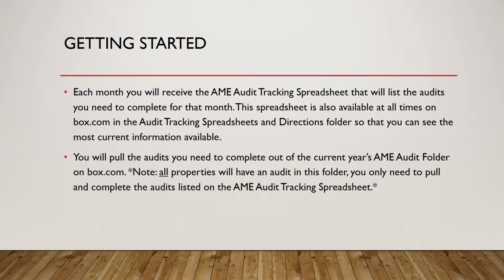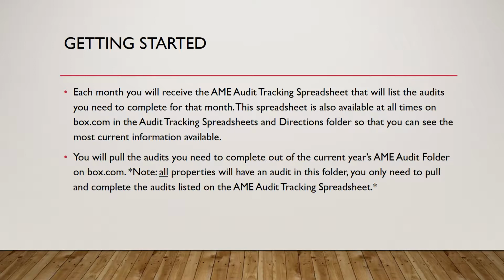Getting started. Each month you will receive the AME Audit Tracking Spreadsheet that will list the audits you need to complete for that month. This spreadsheet is also available at all times on Box.com in the Audit Tracking Spreadsheets and Directions folder so that you can see the most current information available.